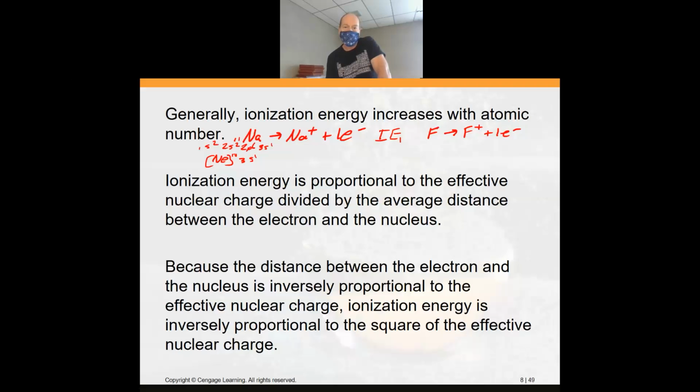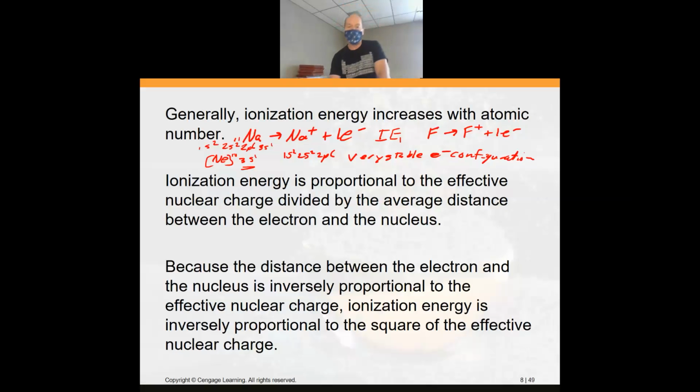When we take out the 3s1 electron, our sodium cation has the electron configuration of neon, which is a noble gas. So now it is a 1s2, 2s2, 2p6 electron configuration, and that is very stable. It is the electron configuration of a noble gas, and so that is a very favorable ionization energy.